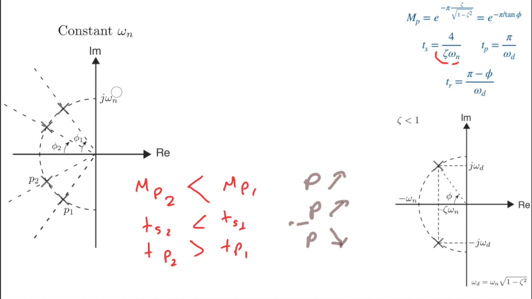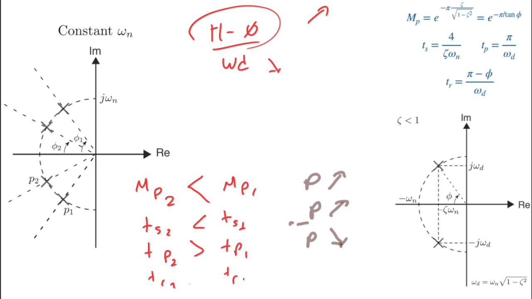And let's talk about the rise time, which will be a little bit tricky. So what's happening is phi is decreasing, right? Pi minus phi divided by omega d. So phi is decreasing, so because of the minus phi, the numerator is increasing. There is an increase in the numerator. Omega d is decreasing. But overall, as you can see, rise time is also increasing, tr2 over tr1 is greater than one. And let's check my result. As you can see, it is true. In that respect, performance is dropped.